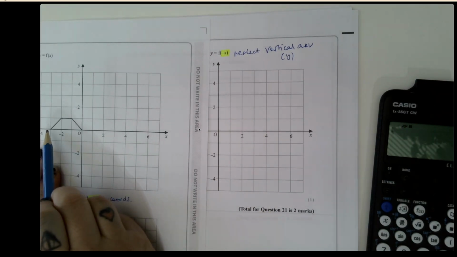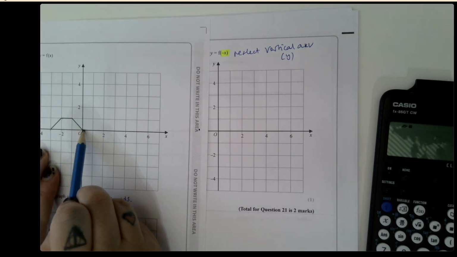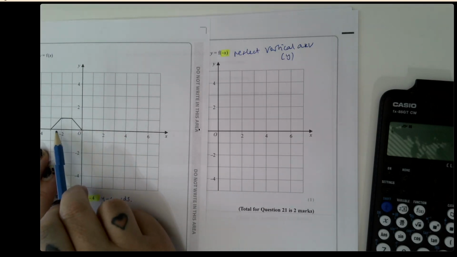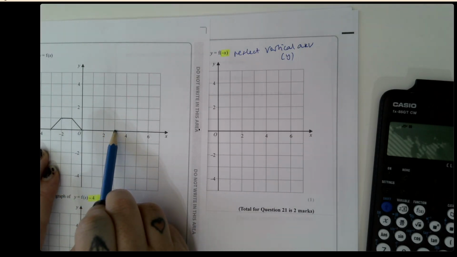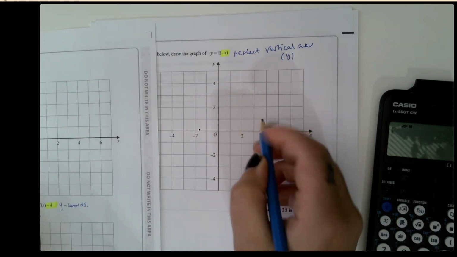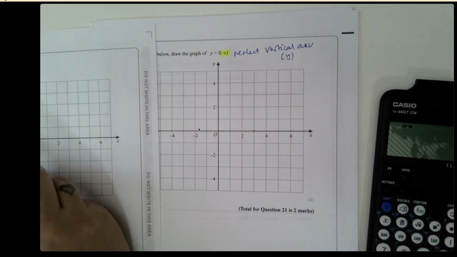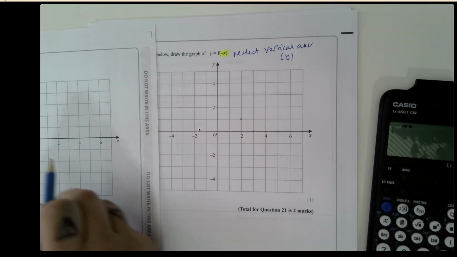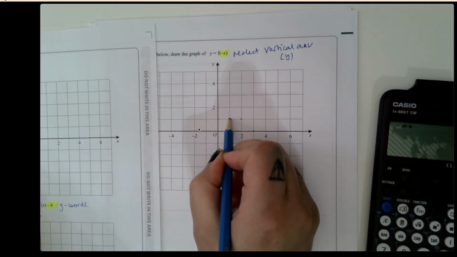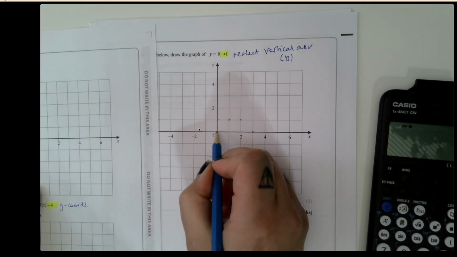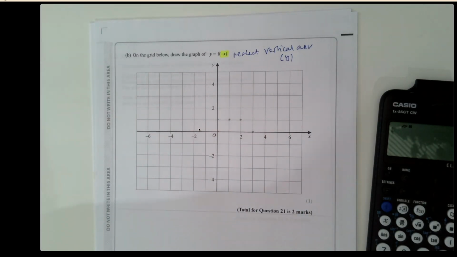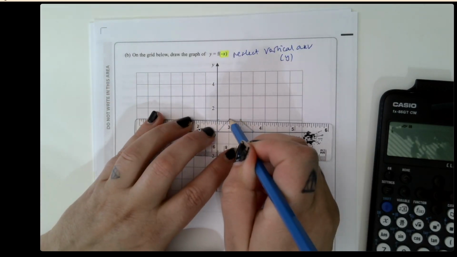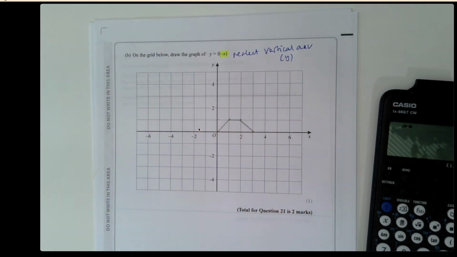So this point here is 1, 2, 3 away, so we're going to go 1, 2, 3 away on this side. So here. And this point here is 1, 2 away, so we're going to go 1, 2 away on the other side. And then 1 away. And then at 0. So that's an invariant point because it's actually going to stay where it is. And then draw the graph.